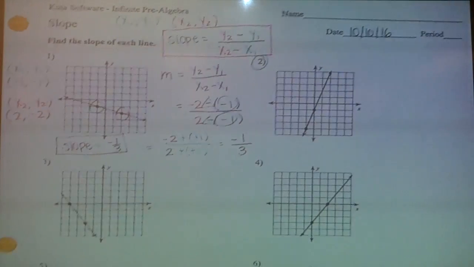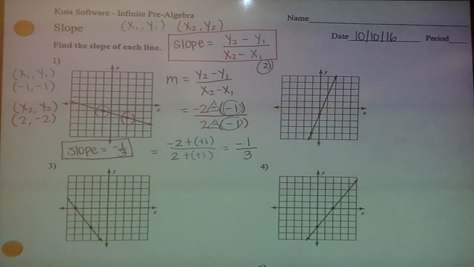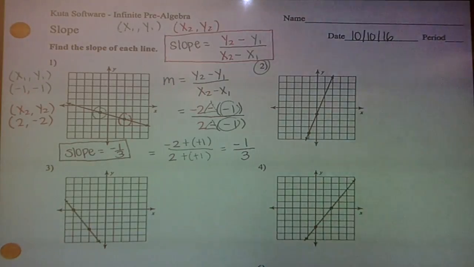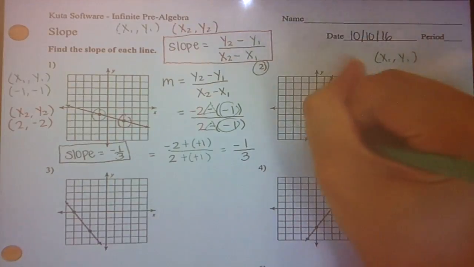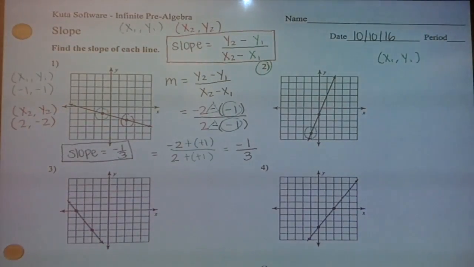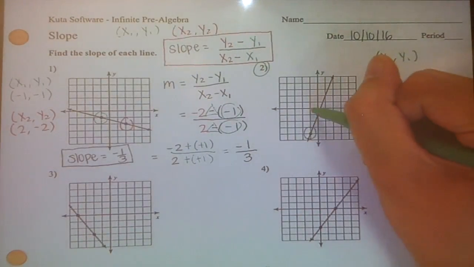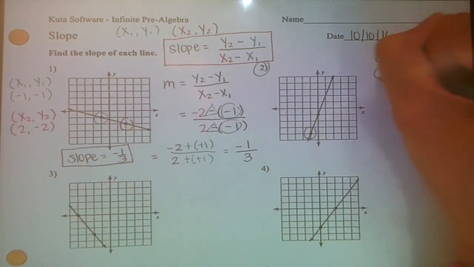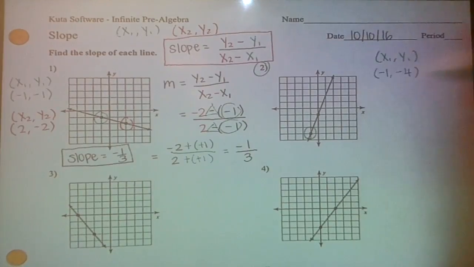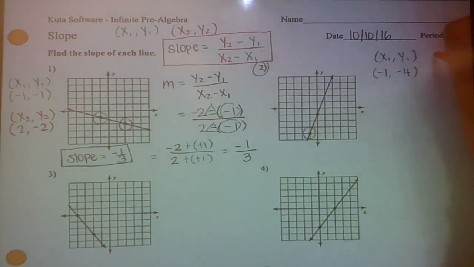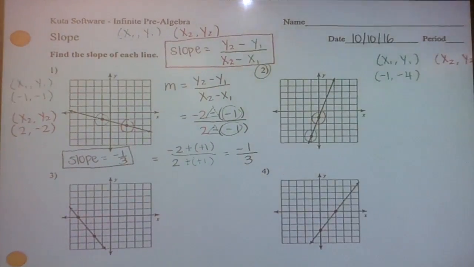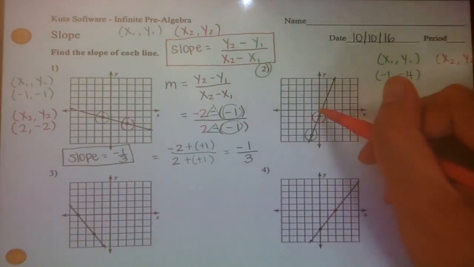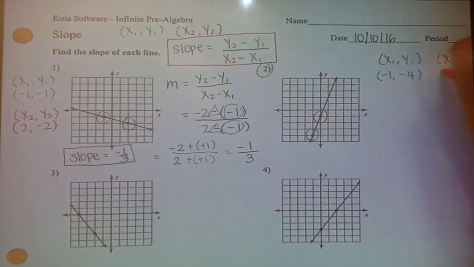Let's check to see what the answer is. So number 2, we need a x1, y1. So I'll choose this point here. So I have negative 1, 1, 2, 3, 4, negative 4. So negative 1, comma, negative 4. Then I need a x2 and a y2. This point right here is 0, comma, negative 1.